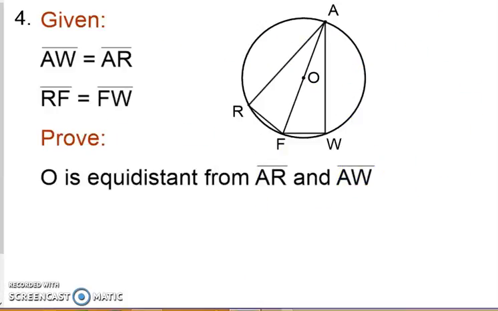I want you to go ahead and do this proof on your own, and we will talk about it in class tomorrow. You're given that AW and AR are congruent. You're given that RF and FW are congruent, and you want to show that O is equidistant from AR and RF. And those are rays there. So go ahead and do that. Come into class, and we will discuss this proof. And that concludes 4.4b.